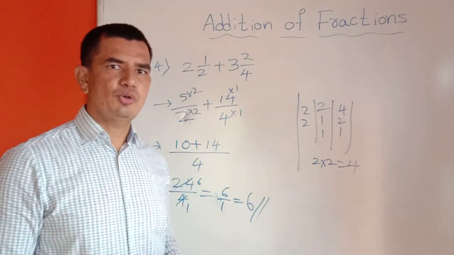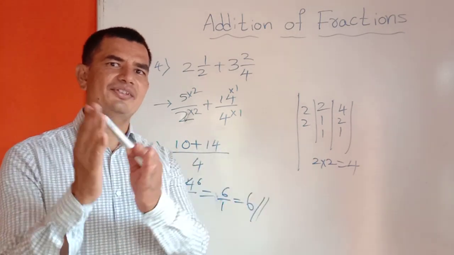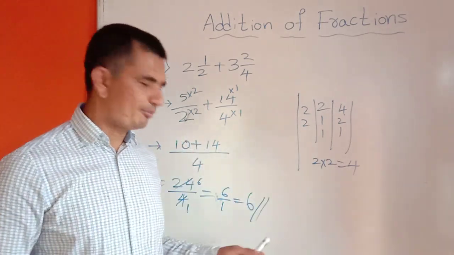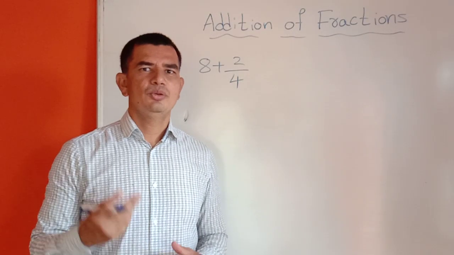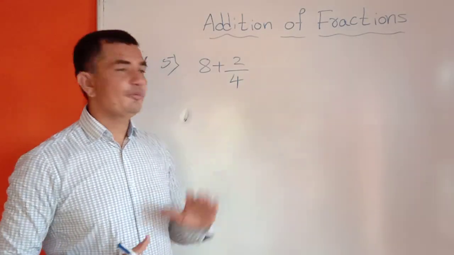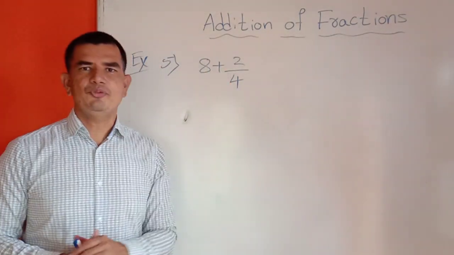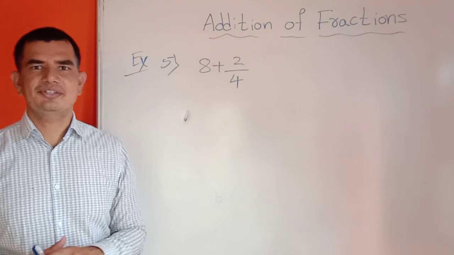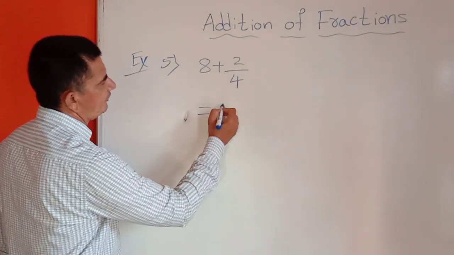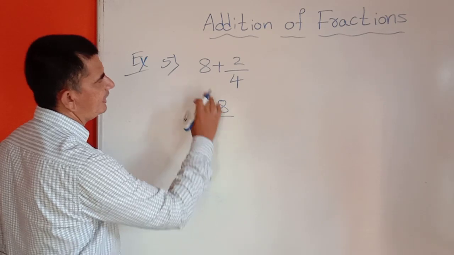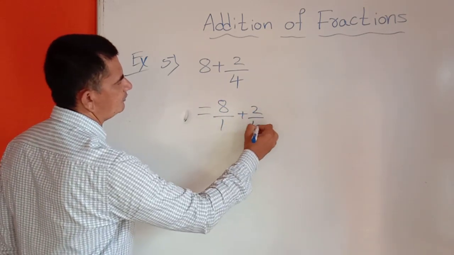One more example I will show, when they have given one whole number and one fraction. So let's see that example. Students, see, one more example I have taken. 8 plus 2 by 4. One whole number is there and one fraction is there. So don't get confused here. First we have to write 1 where nothing is there. 8 by 1 plus 2 by 4.